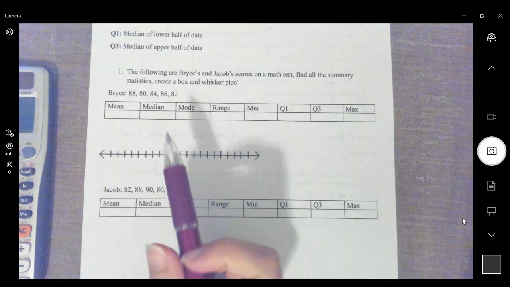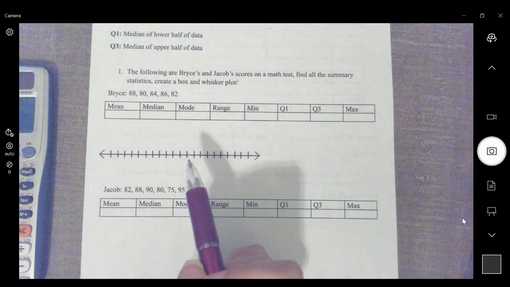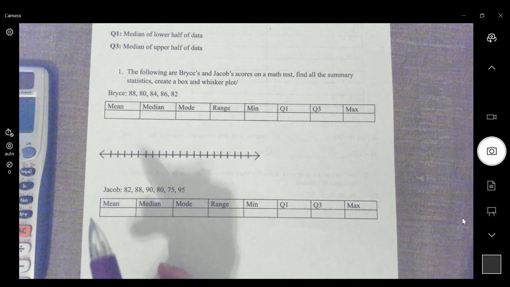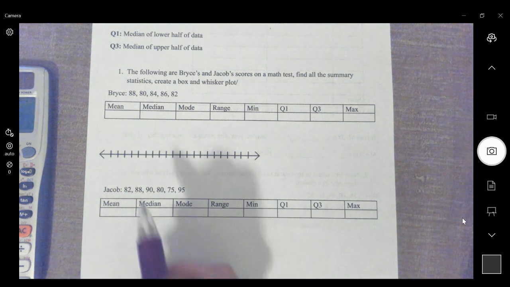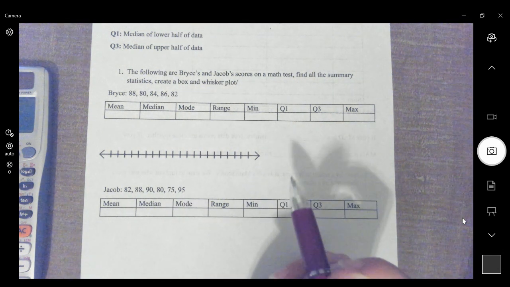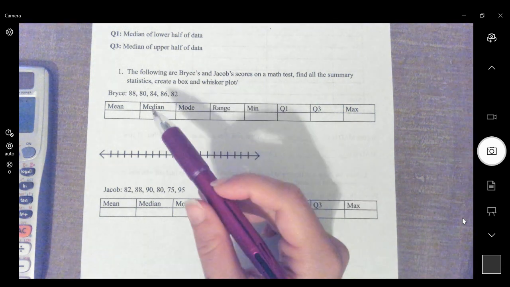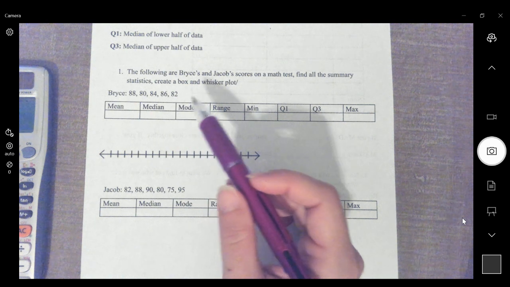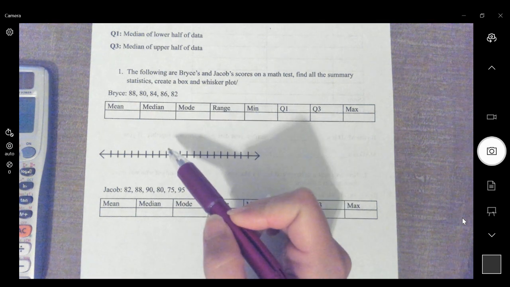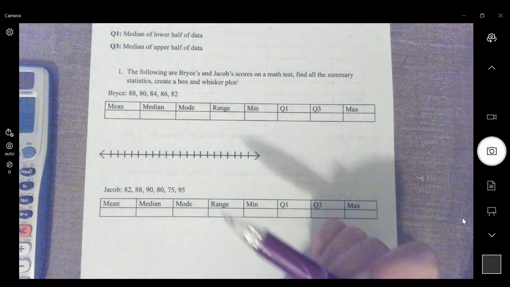So I did 2 different examples because with the median it matters if you have an odd number of data points or an even number of data points. So I want to make sure we go through both of those. The following were Bryce and Jacob's scores on a math test. Find all the summary statistics and then create a box and whisker plot. So I'm just going to do one for Bryce, not Jacob.